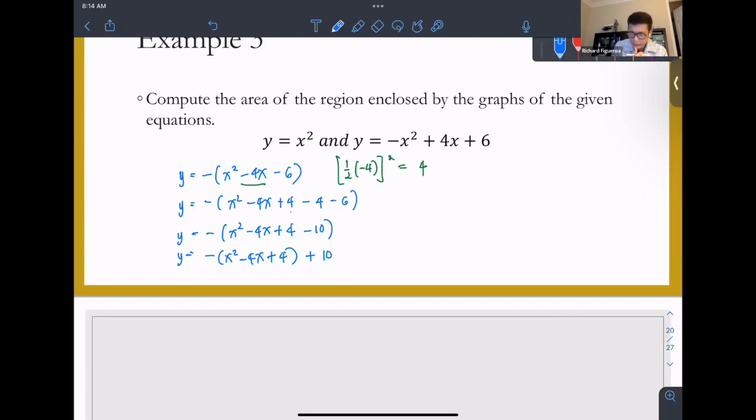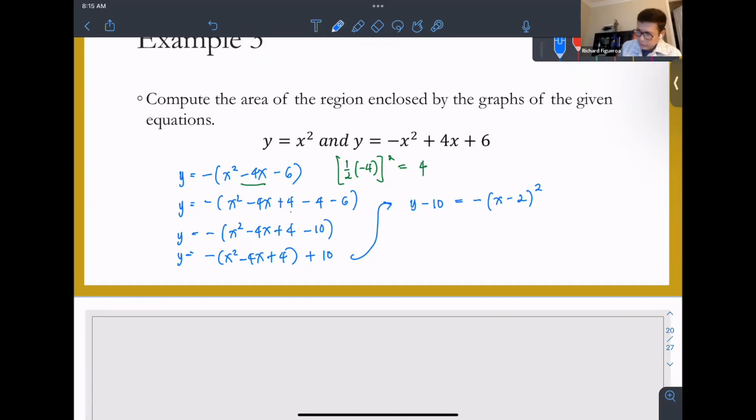And then from here, I'll transpose the positive 10, so that will make it y minus 10 is equal to negative. And then since this is a perfect square, that is actually an x minus 2 squared. Right? So x minus 2 squared will be x squared minus 4x plus 4.